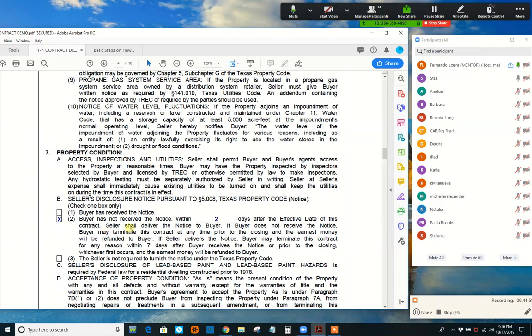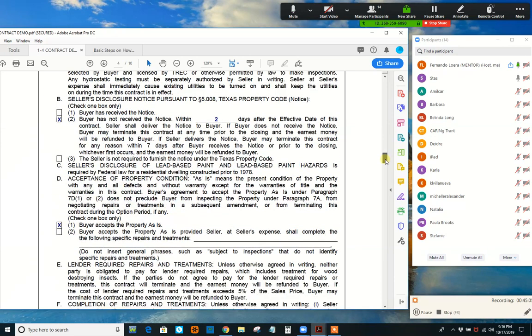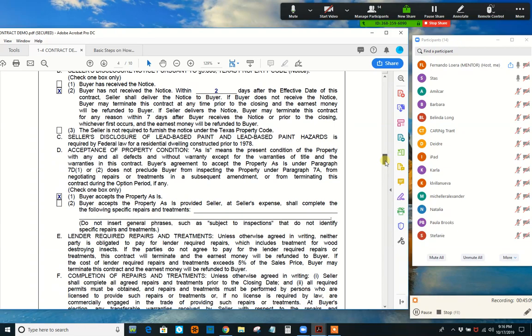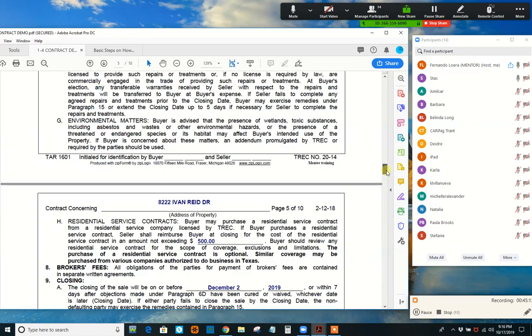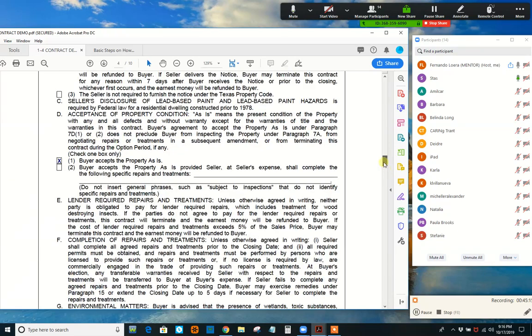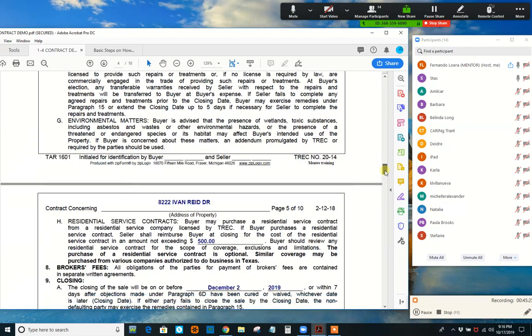Seller's disclosure, buyer has not received the notice within 2 days. We always answer the same way. Okay, they all look similar when they first start off. Buyer accepts the property as is. And you said it should be in dot loop, right? When you refill it, in dot loop we have pre-filled some things. Yes, correct. Thank you for telling me.